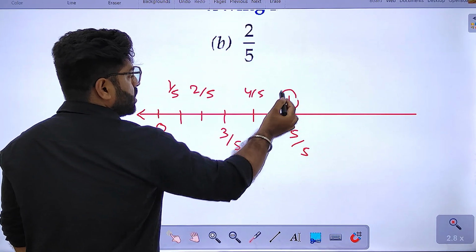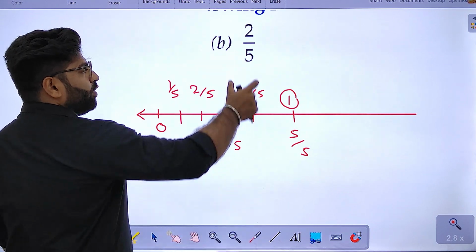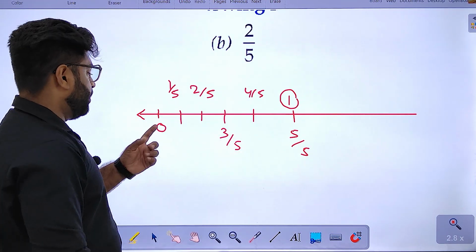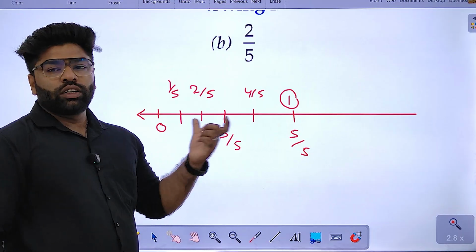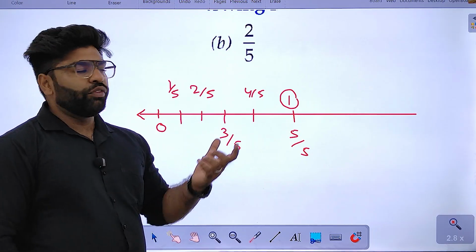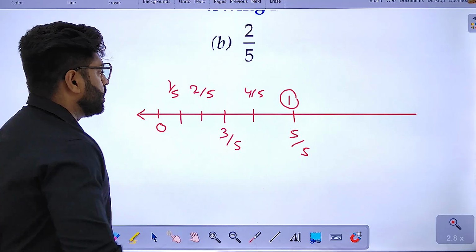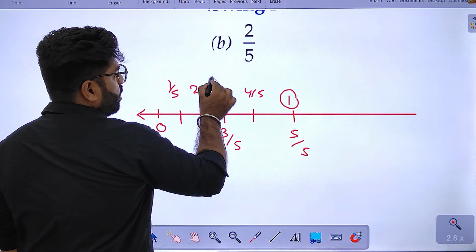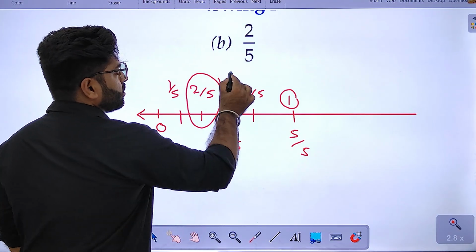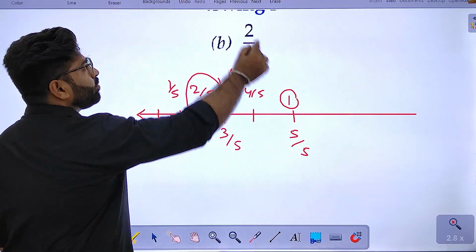So have you seen this one? If we are having denominator 7, then we will divide this 0 to 1 gap into 7 equal parts. If we are having denominator 10, then we will divide this part into 10 equal parts. So we have to mark 2/5, so this is our answer. Clear?